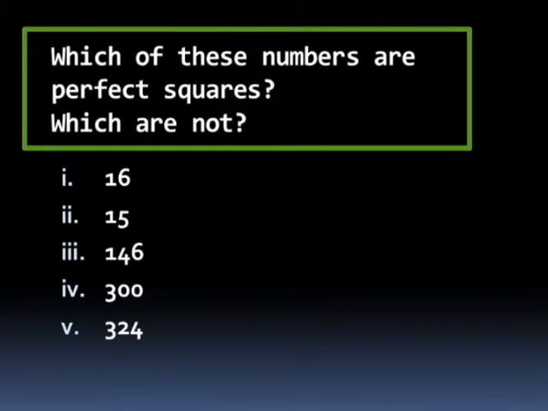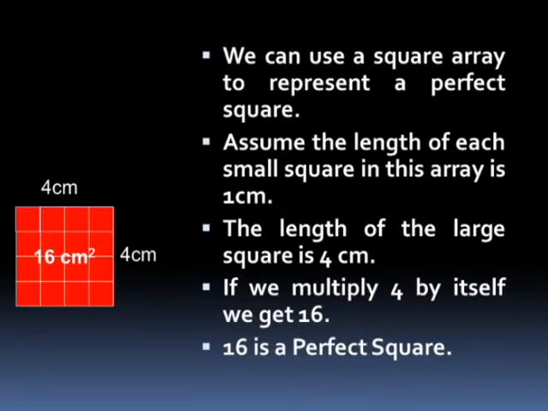Let's take a look at these numbers: 16, 15, 146, 300, 324. Which of these numbers are perfect squares and which are not? Actually, we can use a square array to represent a perfect square. Again, we assume the length of each small square in this array is 1 cm. So the length of the large square is 4 cm. Now, if we multiply 4 by itself, we get 16. So 16 is a perfect square.